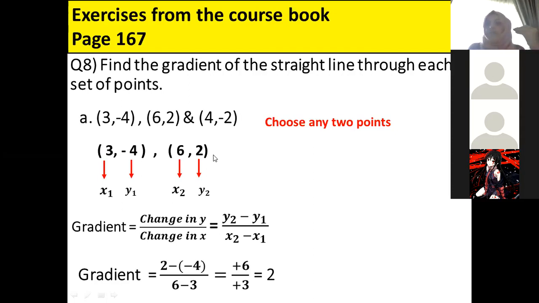Please handle the signs carefully, لأنه that will affect if your gradient was positive or negative. Okay, so 2 minus -4 شو صارت؟ 2 plus 4 and that would be 6. 6 minus the 3, the answer is 3, and your gradient is 2 and that would be an increasing line. Clear? ناخد كمان example. يلا.